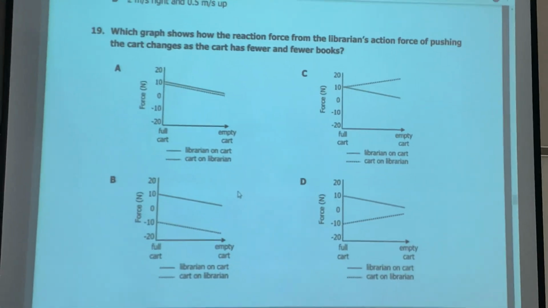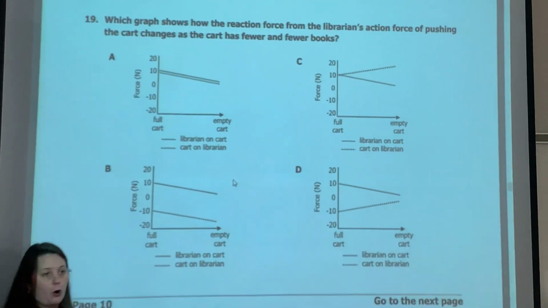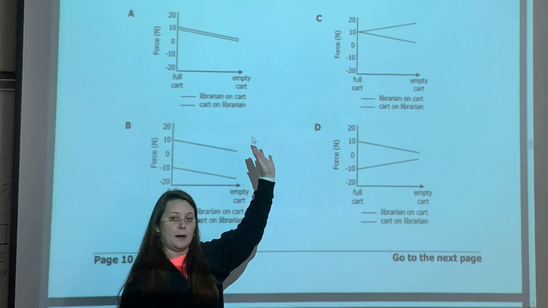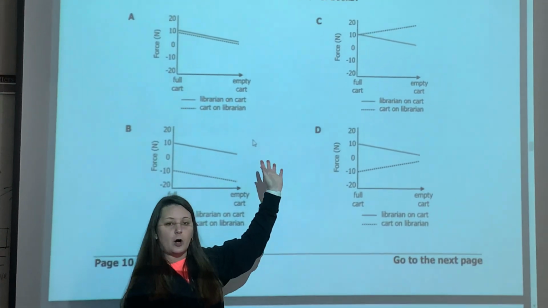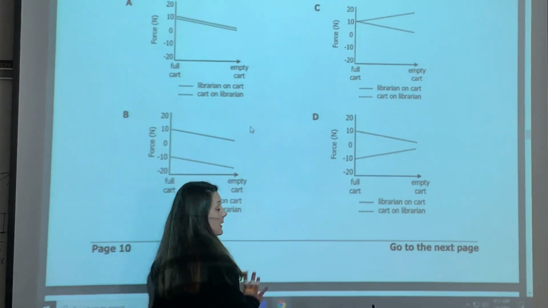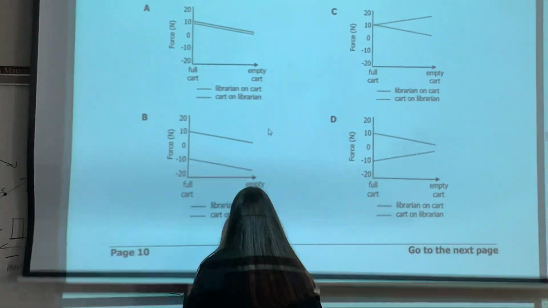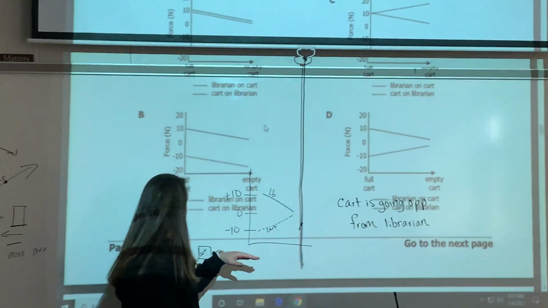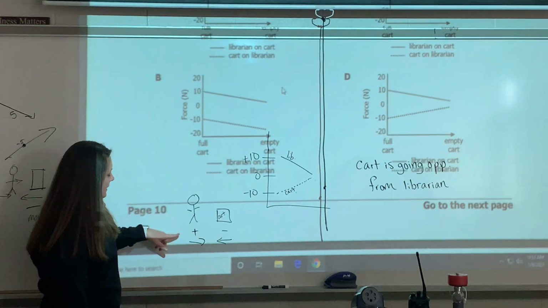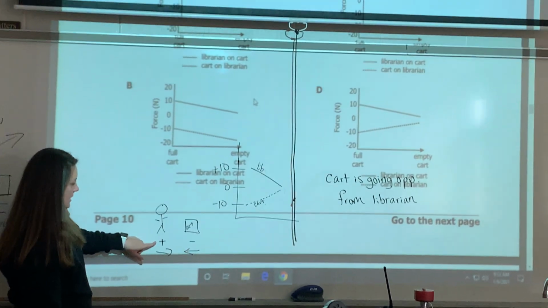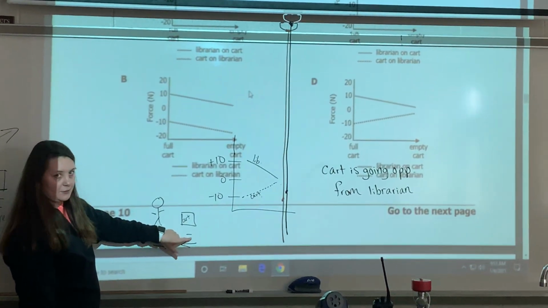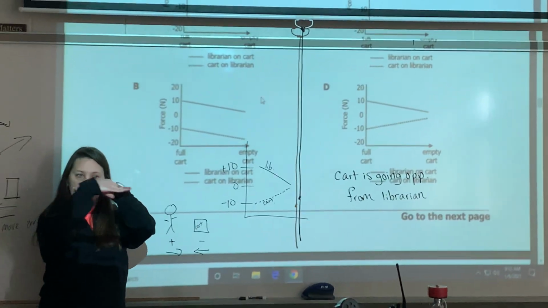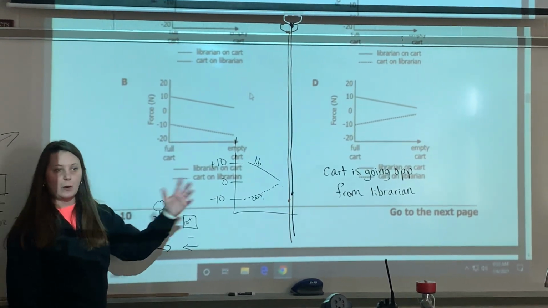So we have this librarian pushing this cart, and as he's pushing it, he's taking the books and lifting them up. So think about it: the cart is getting lighter as they are pushing it. I had to draw some figures to help explain how this is going to go. We're going to say the librarian is positive and the cart is negative, because it is the opposite direction. Remember, you're going opposite directions, so you have a positive one way and a negative the other.